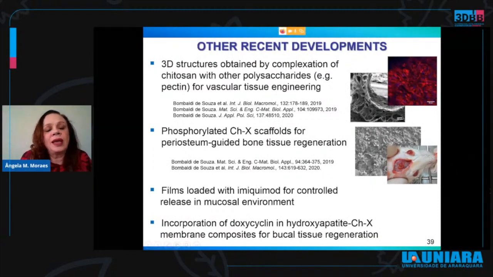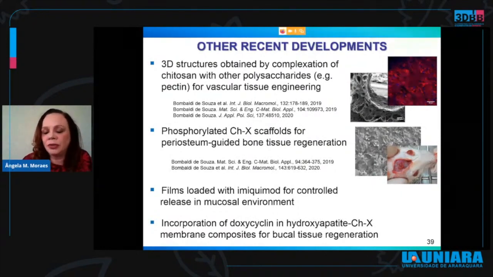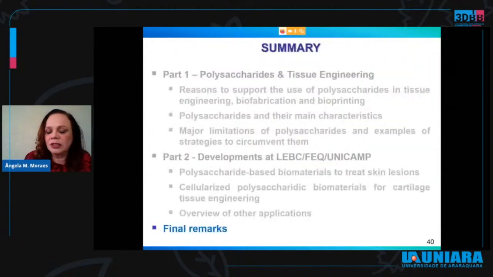We also analyzed films loaded with imiquimod for controlled release in mucosal environment. And we are analyzing also the incorporation of doxycycline in hydroxyapatite chitosan xanthan gum membrane composites for buccal tissue regeneration. So very different approaches in here.